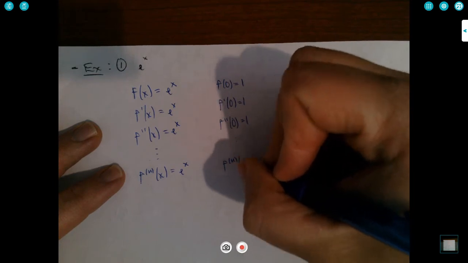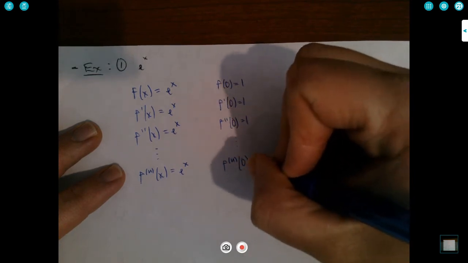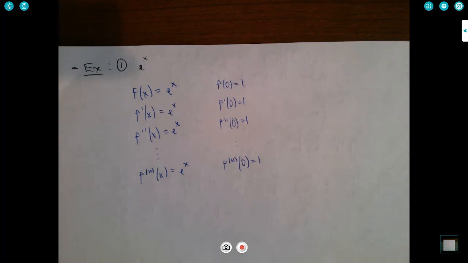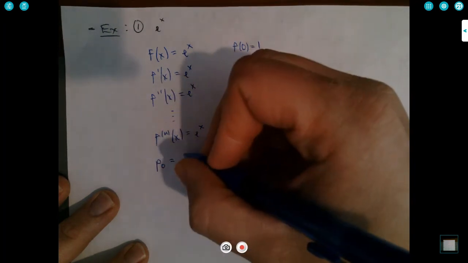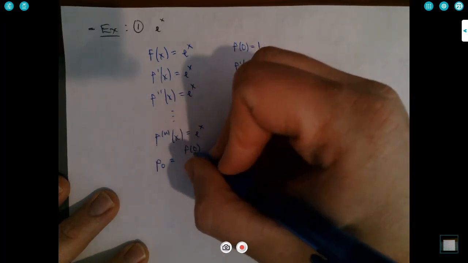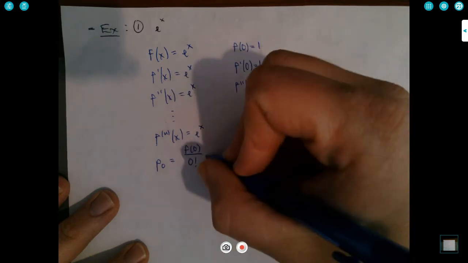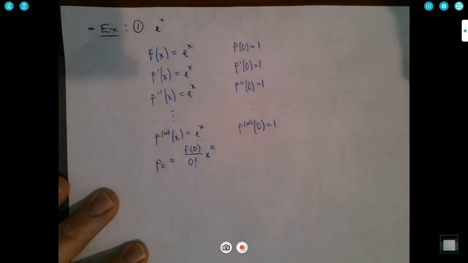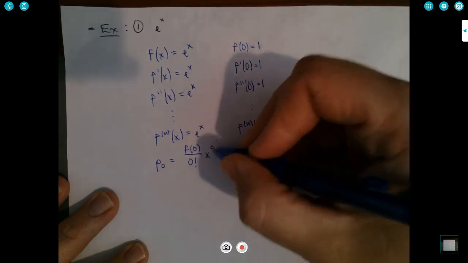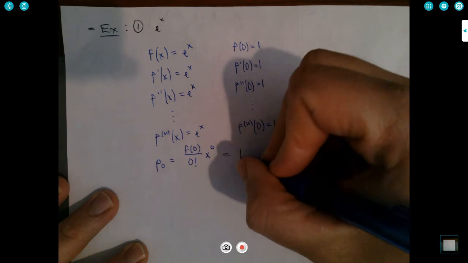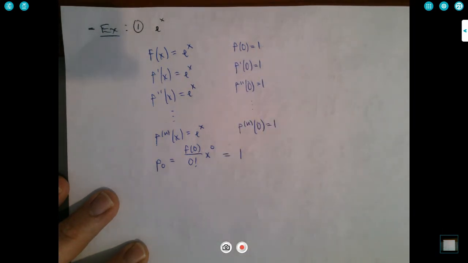So the nth derivative of e to the x evaluated at 0 is going to be 1 as well. So with that in mind, we can write down the first several Maclaurin polynomials, right? So p sub 0 is going to be f of 0 divided by 0 factorial times x to the 0 power. 0 factorial is just 1. F of 0 is also 1. And x to the 0 is 1. So this is just 1. Right? So there's p0.